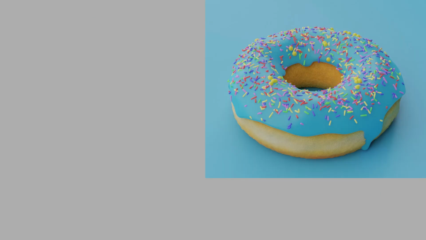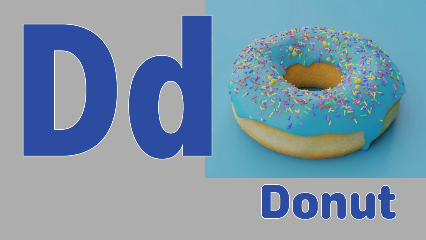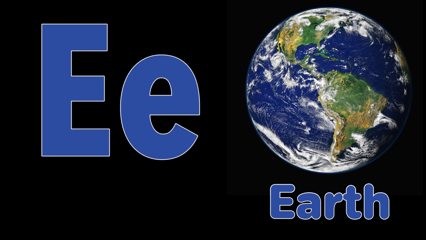Do you know what this yummy treat is called? That's right, this is a donut, and aren't these so delicious? And what letter does donut begin with? Yes, that's right, donut begins with the letter D. Good job, you are so smart! Do you know the names of the planets? What planet is this one? This is planet Earth. And you live on planet Earth. And planet Earth begins with what letter? Earth begins with the letter E. Very good.